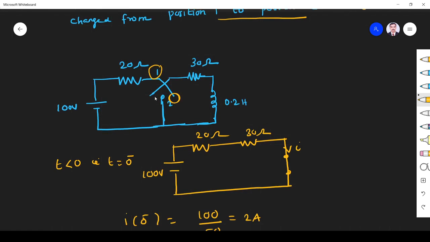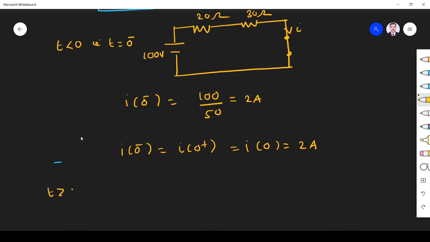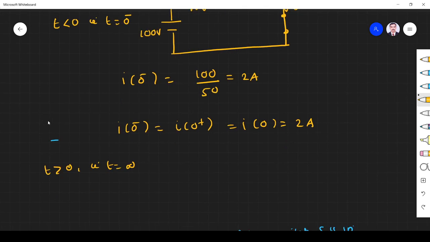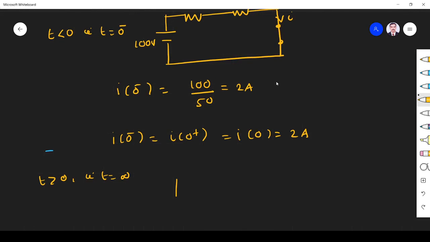When t is equal to 0, the switch is moved from position 1 to position 2. I want to find for t greater than 0, so that is I infinity I want to find. Why do I find I infinity? Let me tell you. When t is greater than 0, the switch moved to position 2, and the circuit will have only R and L.